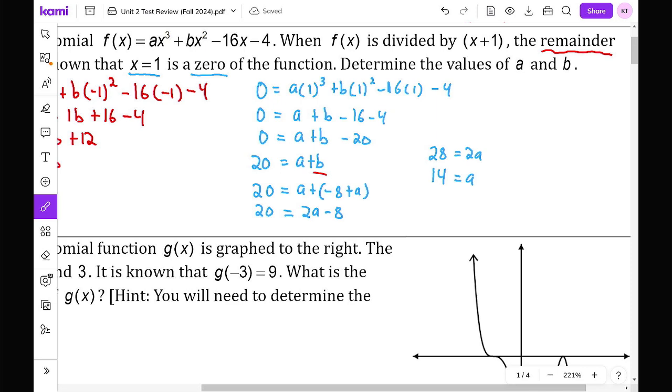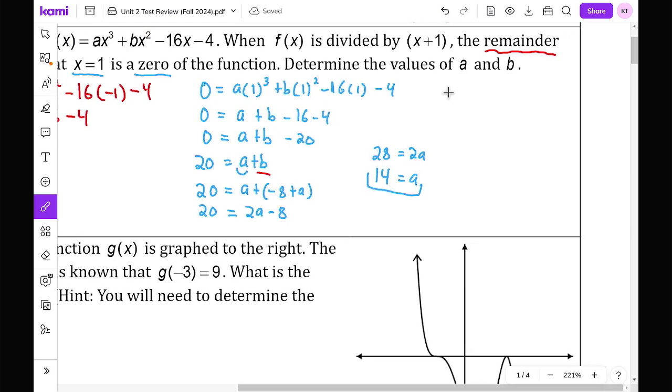So that goes ahead and gives me half of my solution because it's asking for a and b. So I'm just going to take this 14 is equal to a now and plug that in for a here to figure out what b is. So I know 20 is equal to 14 plus b. And so then just solving that one, that means that 6 is going to be equal to b. So my answer to this question is going to be that a is equal to 14 and b is going to be equal to 6.